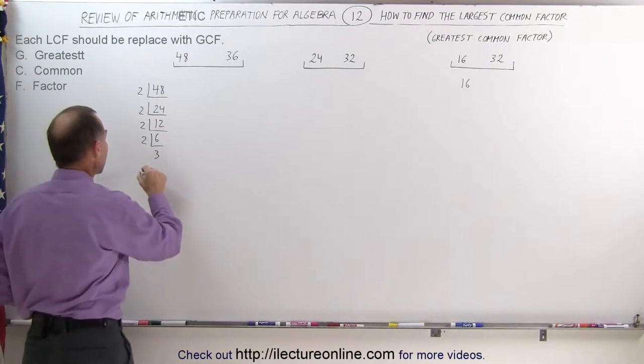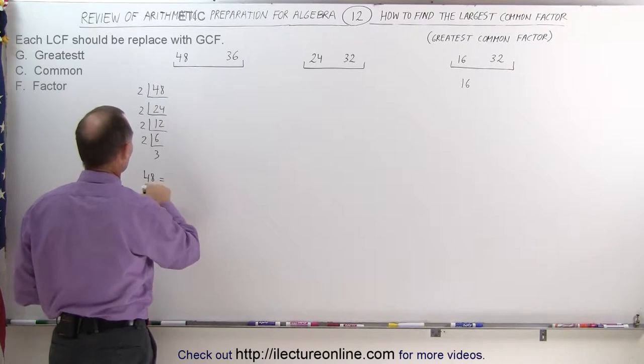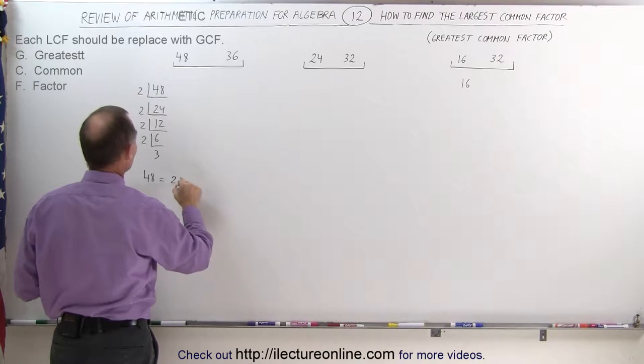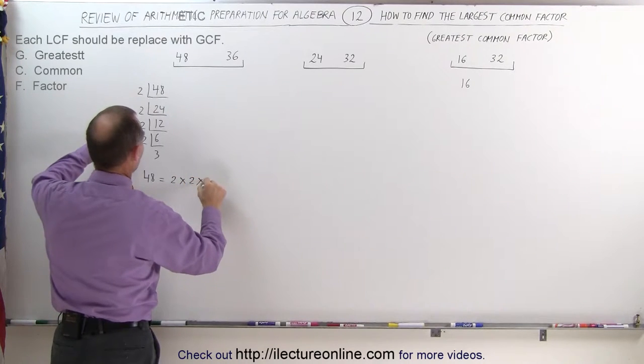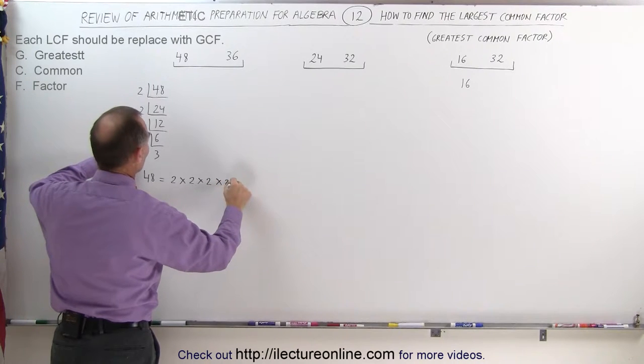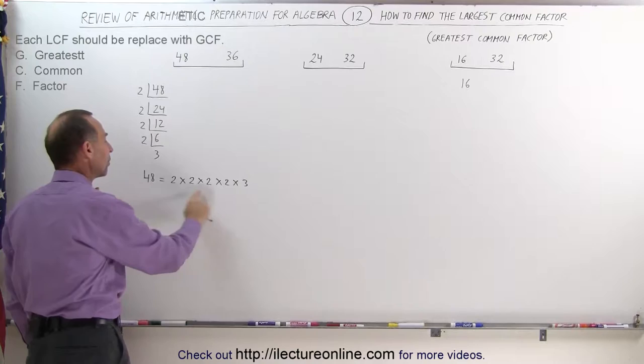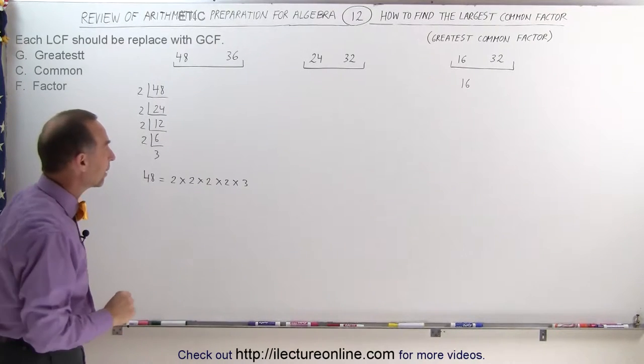We can now write 48 as the product of a set of prime numbers. So 48 can be written as 2 times 2 times 2 times 2 times 3. So 48 is now written as a product of the smallest possible prime numbers.